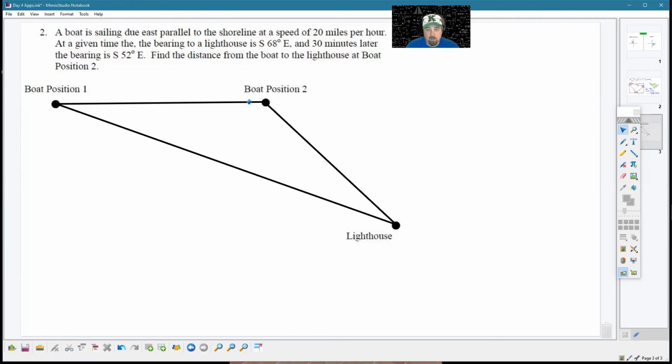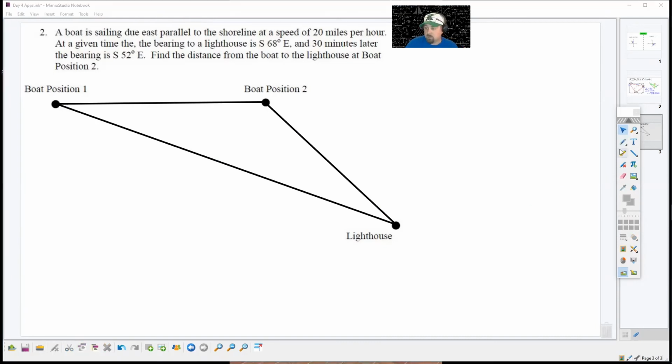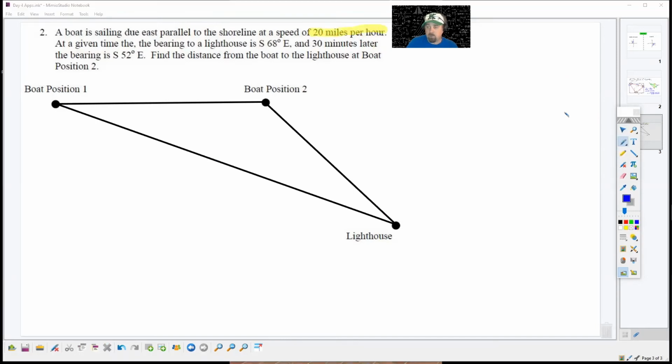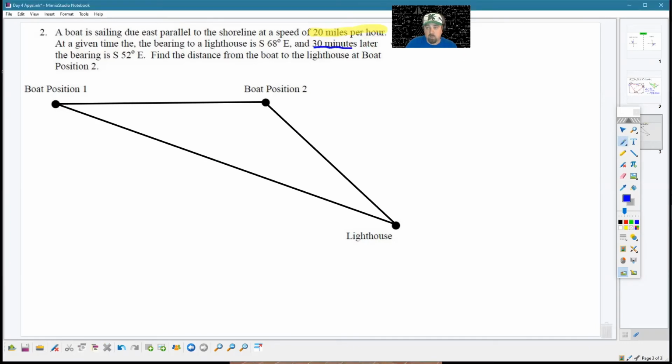Okay, so we've got our due east. We got to start figuring out some of these angles in here and everything. All right, so first off, we are given a distance. It's given to us a little bit differently than we normally would see it. 20 miles per hour, that's a rate of change. It means in every hour we travel 20 miles. Also tells us that there's 30 minutes between these two measurements. So how far do we travel in 30 minutes? 30 minutes is half an hour, so we're going to travel half that distance.